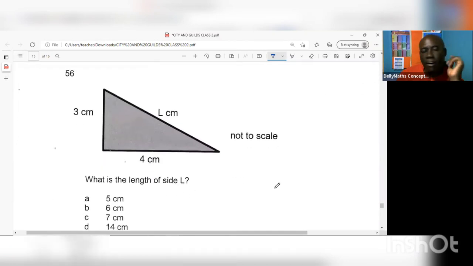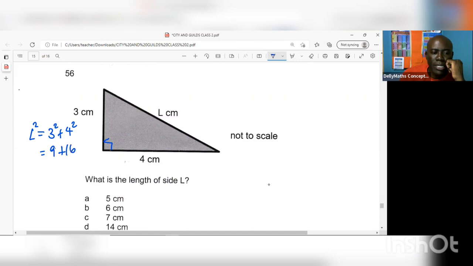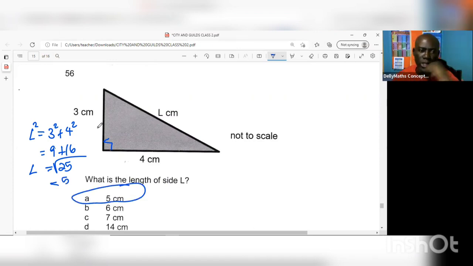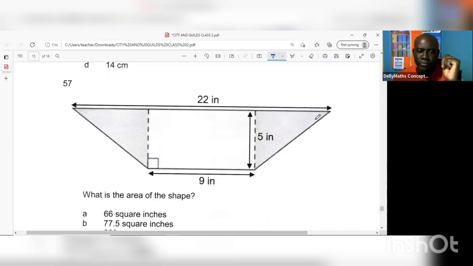What is the length of L? Assuming that this is a right angle, I'm going to use Pythagoras' theorem. L squared is equal to 3 squared plus 4 squared. 9 plus 16 is equal to 25. L is the square root of 25, which is 5. So that is the Pythagoras theorem right there.